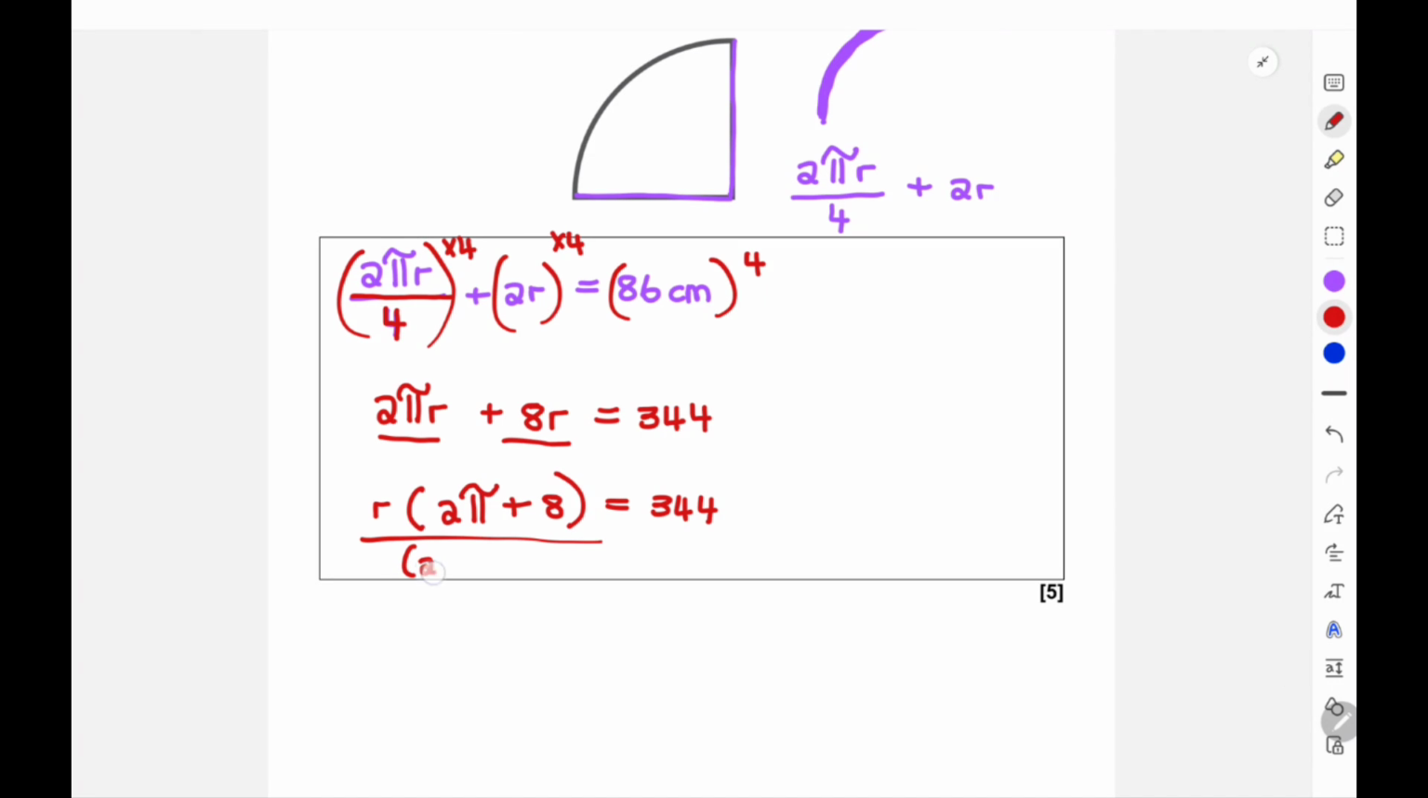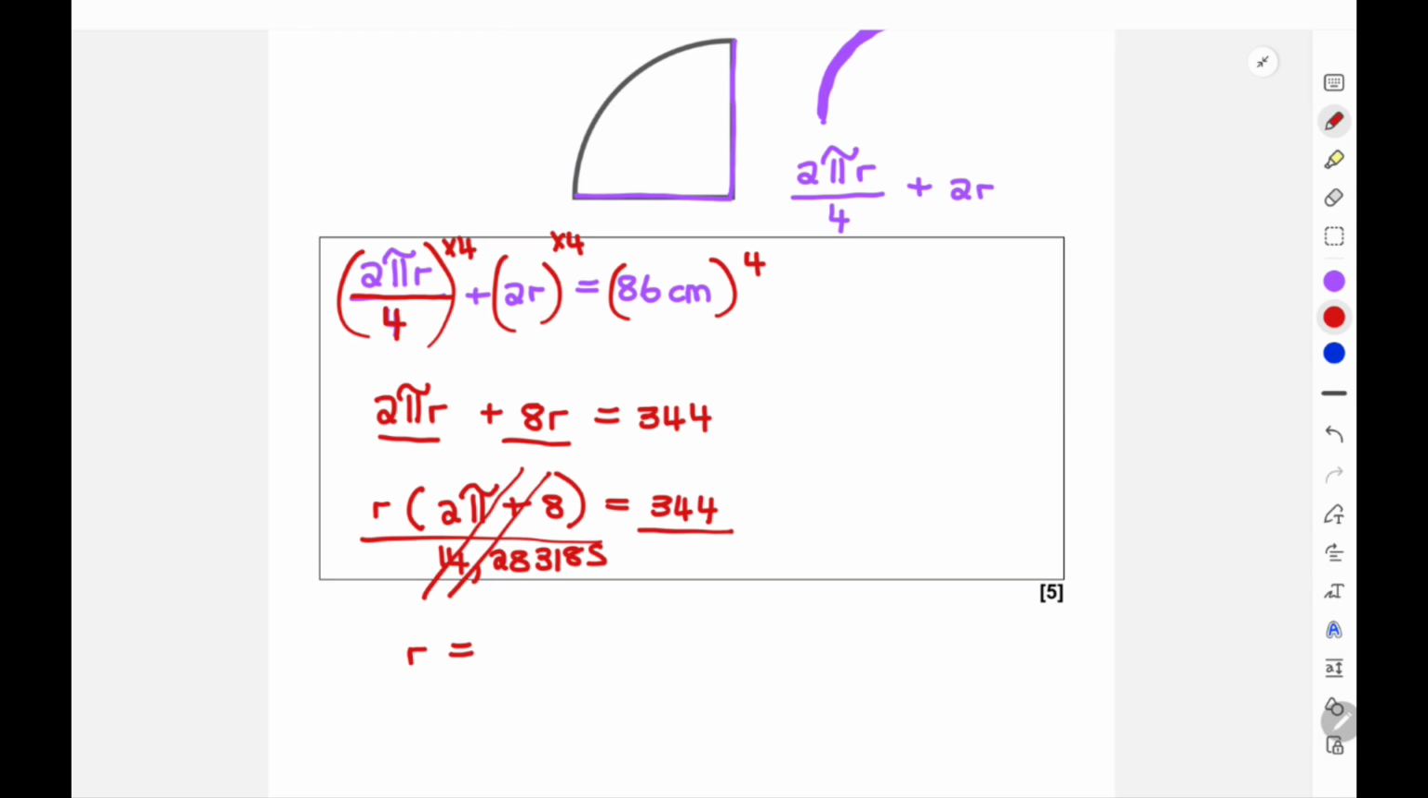Because we want to get the radius alone, now we're going to divide with 2 pi plus 8. Remember, pi is just a value. So 344 divided by bracket 2 times pi plus 8. I must rather do this in steps. Let's rather work out the answer over here. We can rather just keep a few decimals. So 2 times pi plus 8 in my calculator gives you 14.283185.